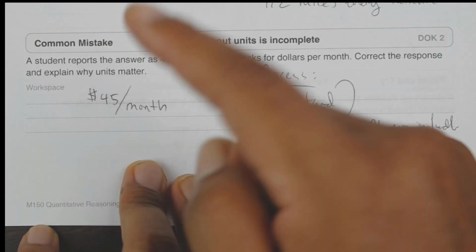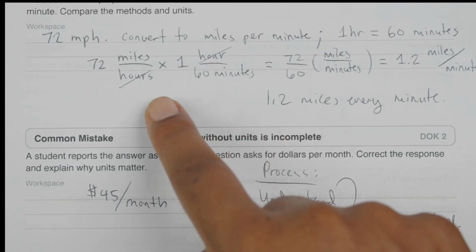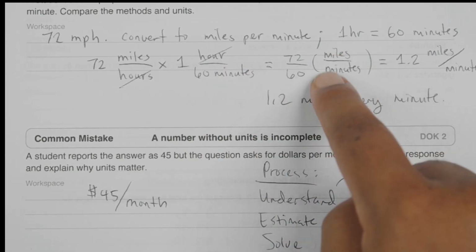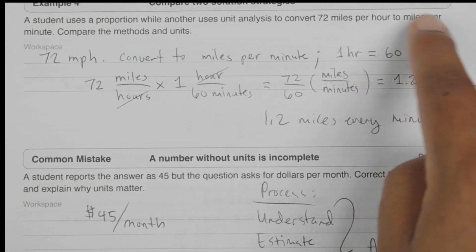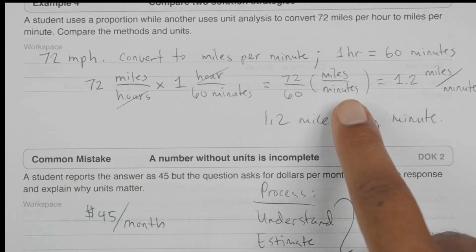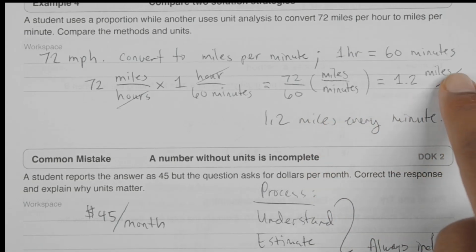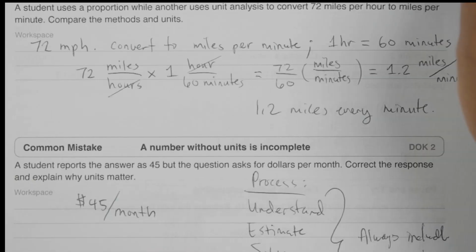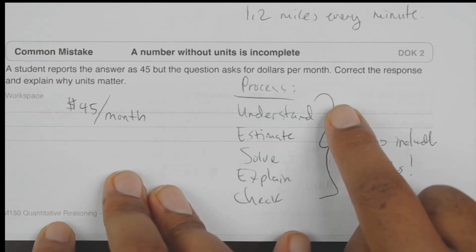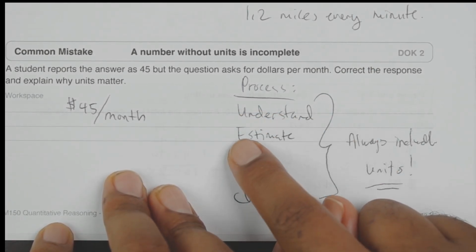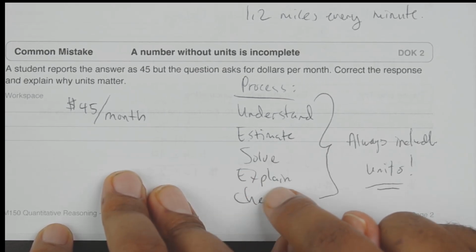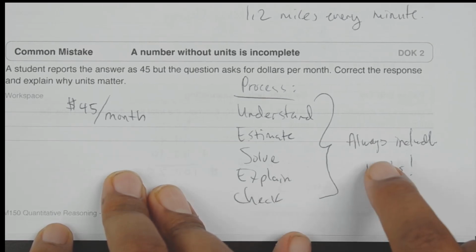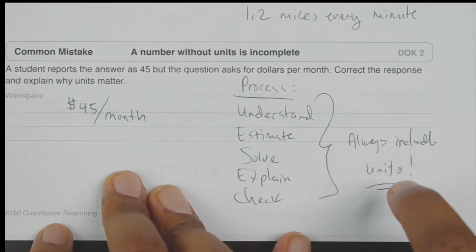If you're making conversions, make sure you end up with the units that you're looking for. We're looking for miles per minute, and notice how after we solved, we ended up with the units that we wanted. This process is very effective: understand the problem, estimate if you have to, solve the problem, be able to explain it, and then check your answer. But always include the units.